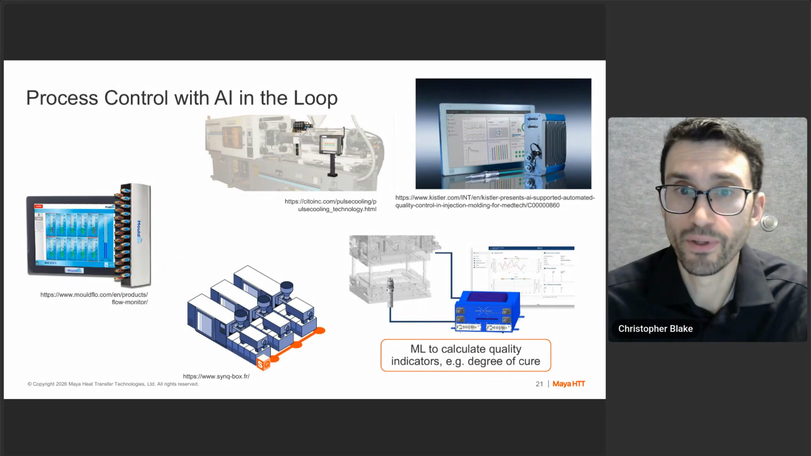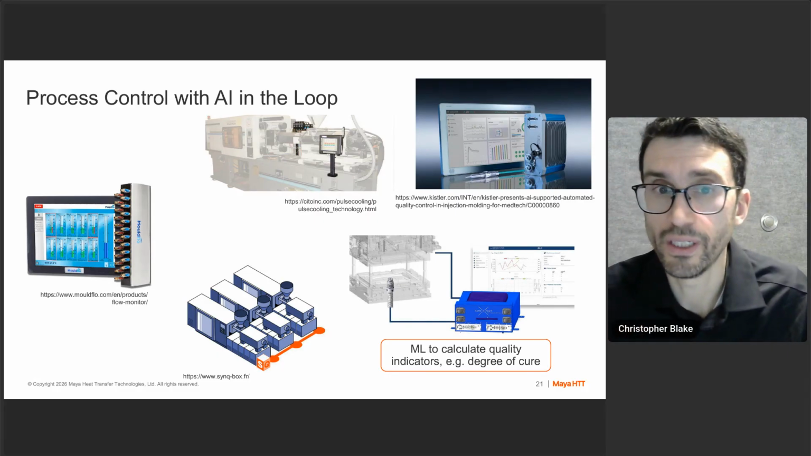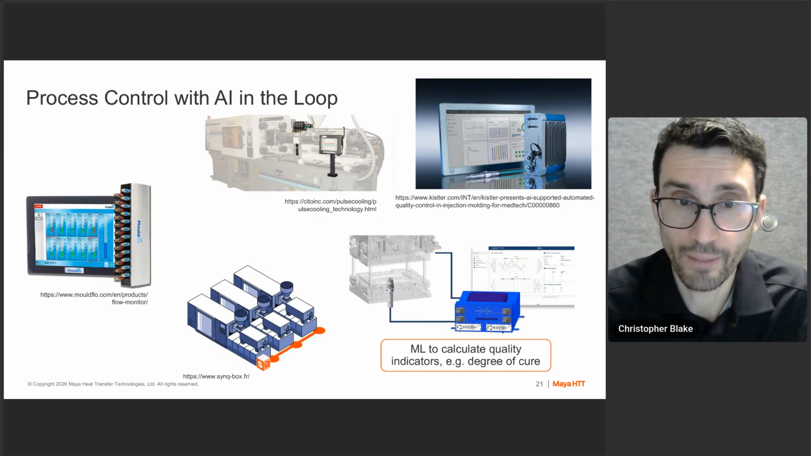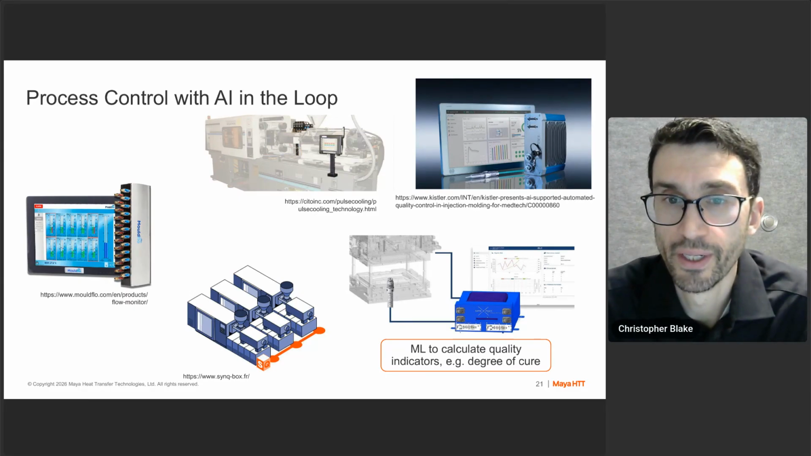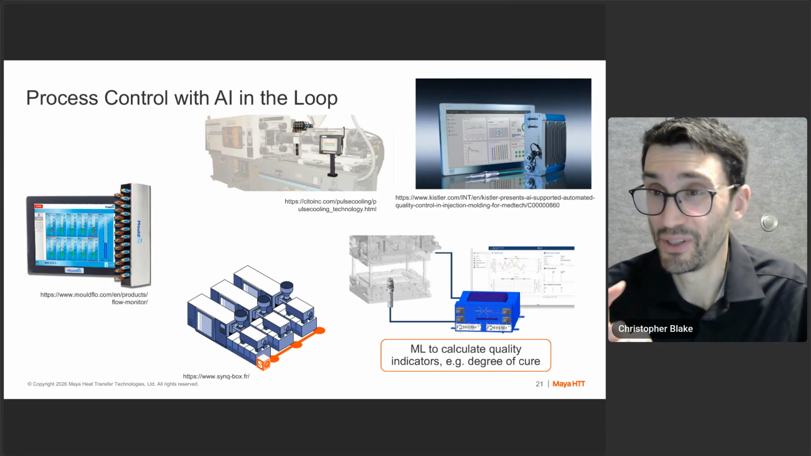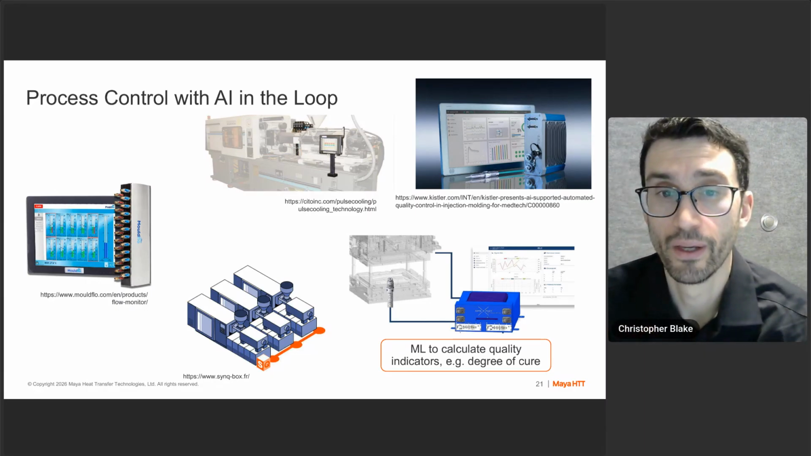There are thermocouples that can measure mold temperatures. There are industrial PCs that can track the throughput of a machine and monitor the cycle time. There are even in-cavity sensors that can measure the temperature as well as the pressure directly in the melt, and in some cases even the degree of cure.